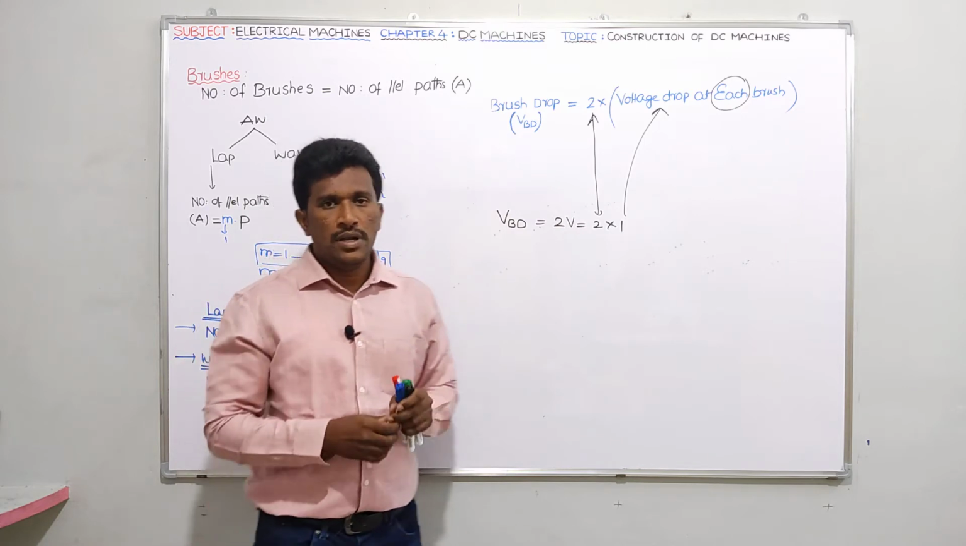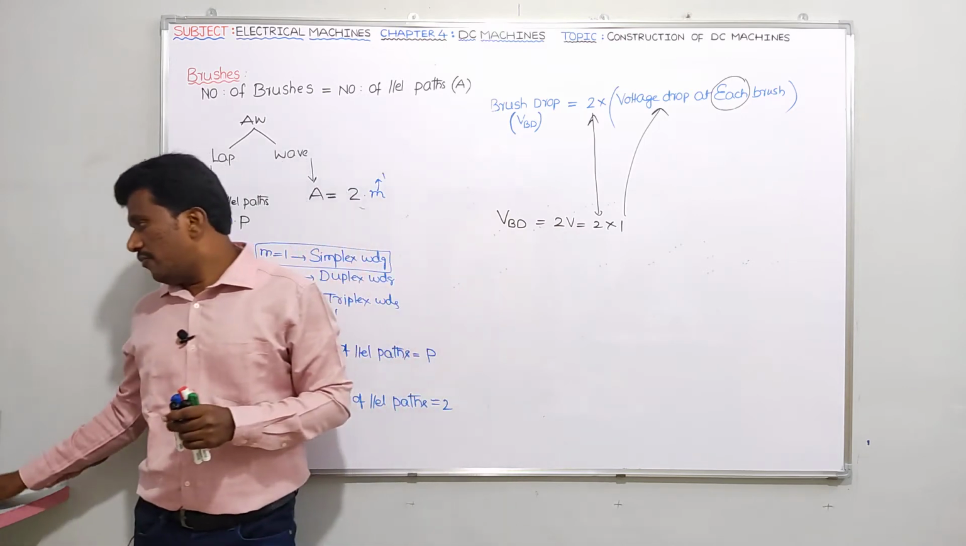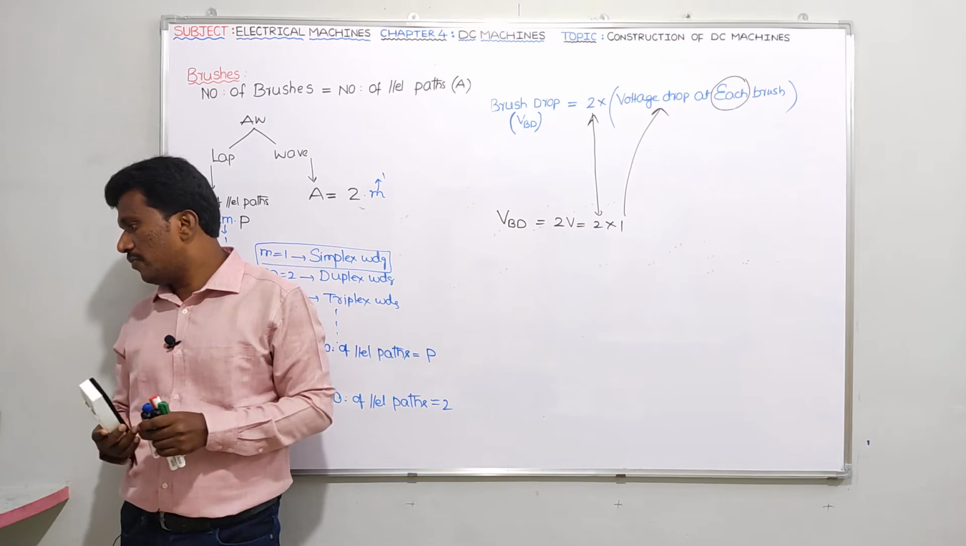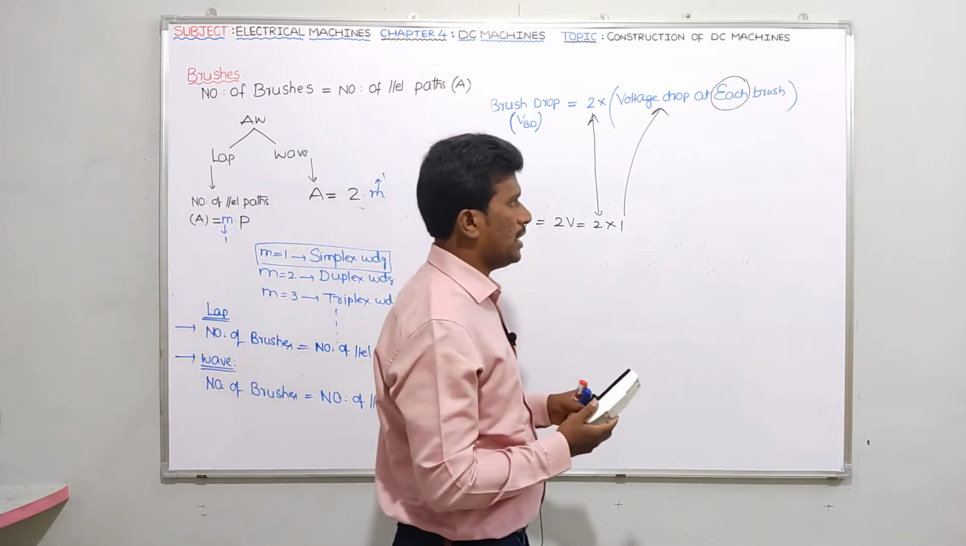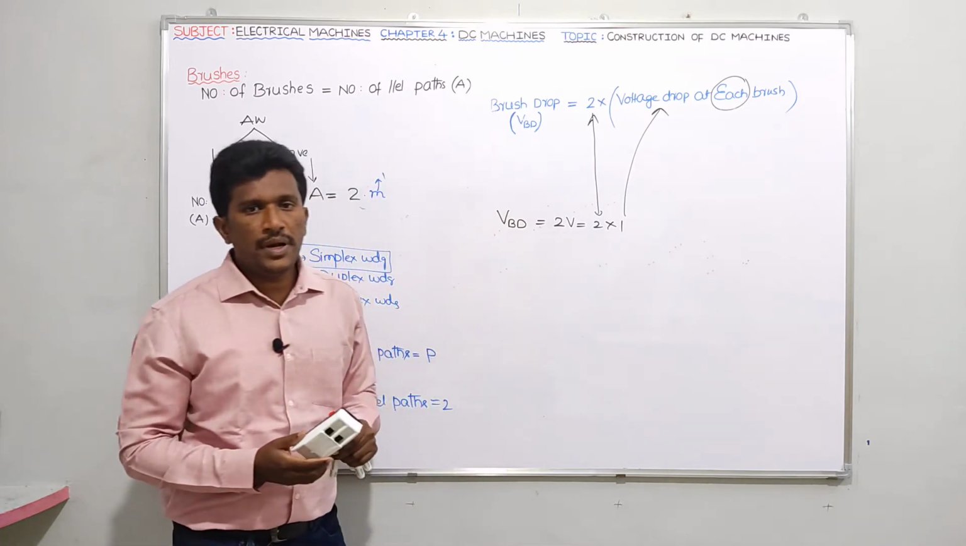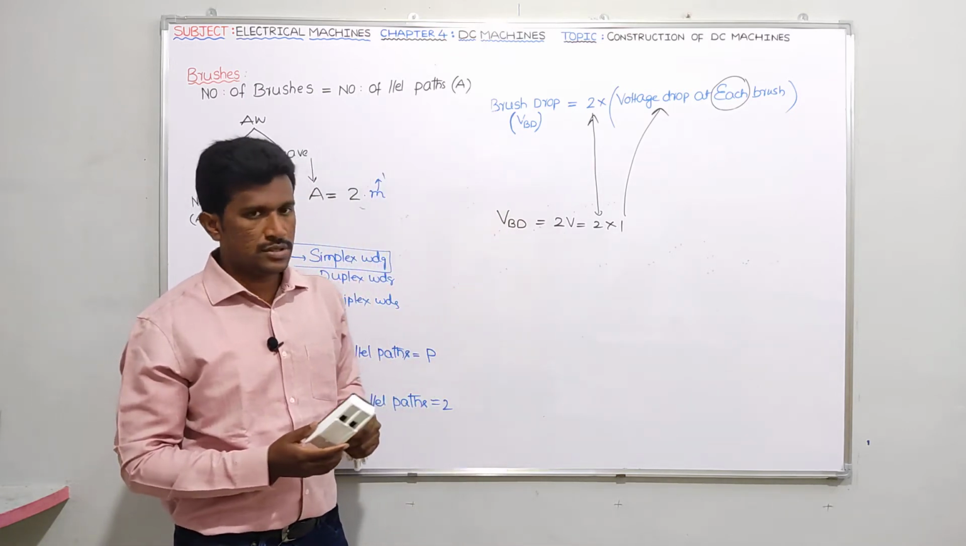Okay. Next point. If brushes are made up of metal graphite, VBD equals 0.5 volts.